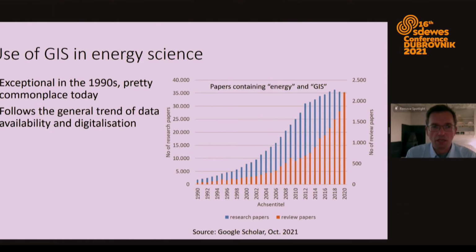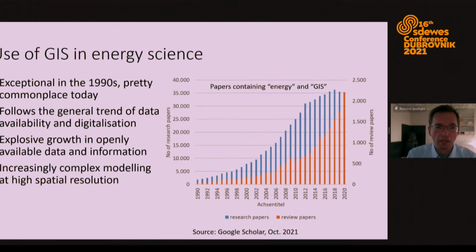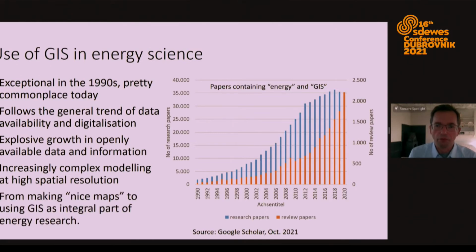We see that this follows a general trend of data availability, of digitalization in general. But we also see that in the last few years, there has been an explosive growth in what this works with, and that is openly available data and information. Then we also see increasingly complex modeling that is based on geography at increasing spatial resolution. So where the typical paper that worked with GIS 20, 30 years ago was using, let's say, local data on local administrative level, or even national scale, we now see models that go far beyond, that go into the 100-meter level resolution, for example. And what we've also seen is that GIS itself has evolved from something that people use to make nice maps into something that is now an integral part of energy research, accepting that energy systems are geographically determined.